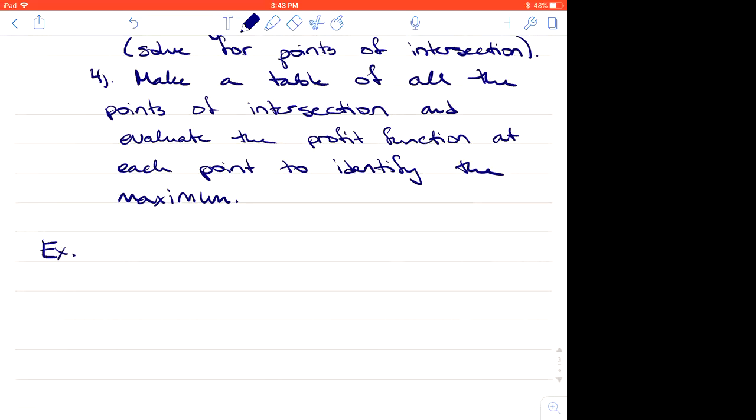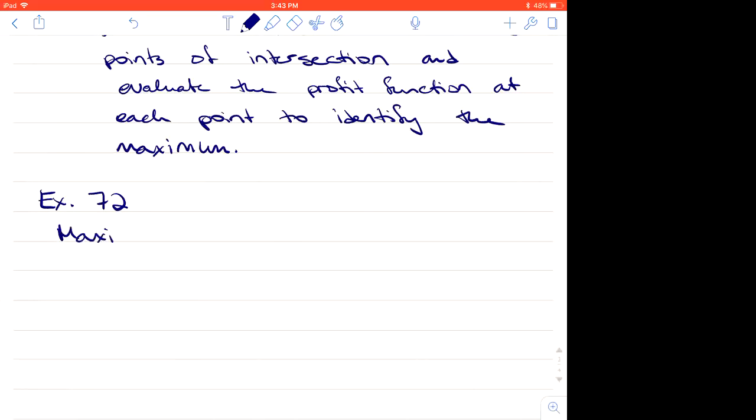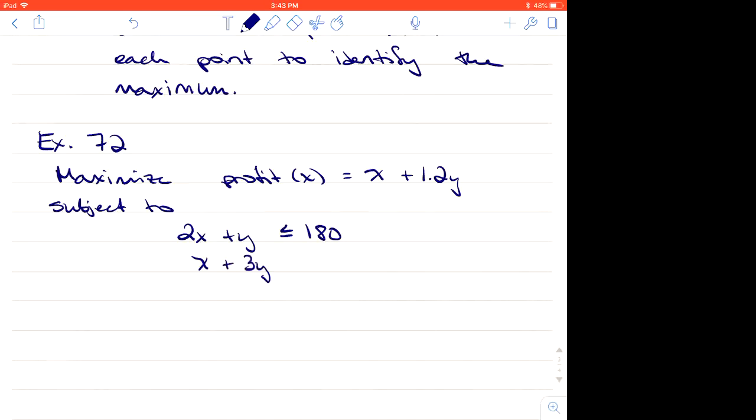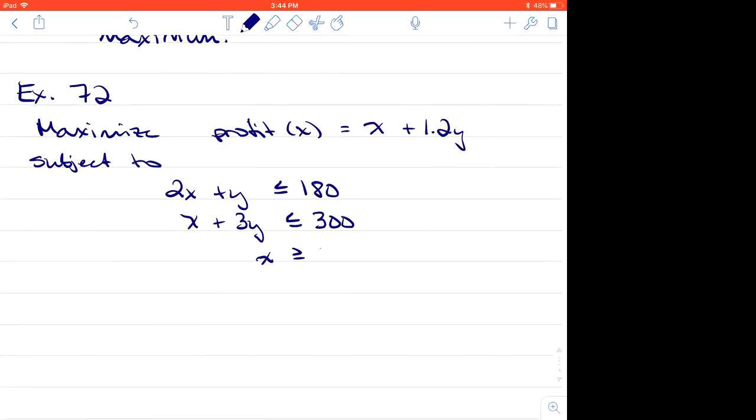Okay, so we're doing example 72, and we are asked to maximize the profit of x, which is x plus 1.2y, subject to these restrictions: 2x plus y is less than or equal to 180, and x plus 3y is less than or equal to 300. And then x is greater than or equal to 0 and y is greater than or equal to 0. Those last two are kind of gravy. We assume those almost, but we have to say them.